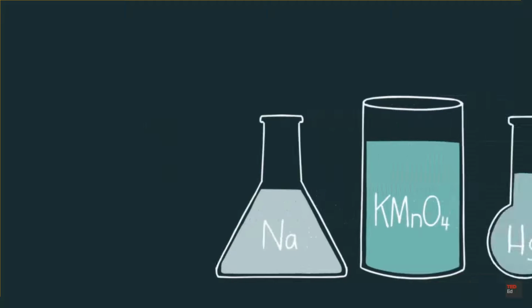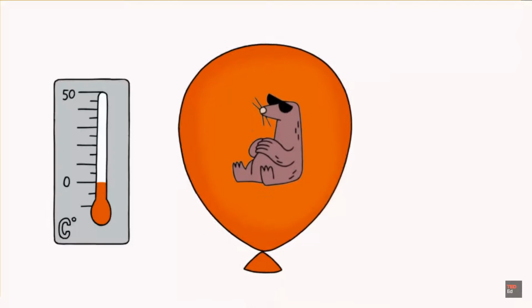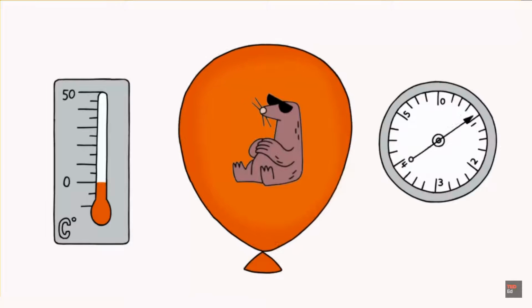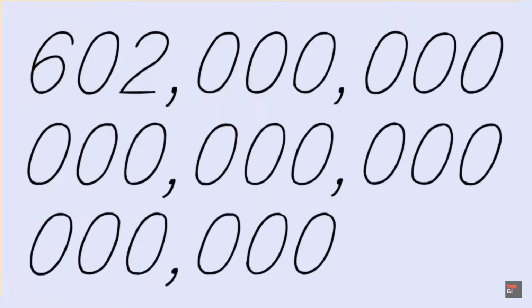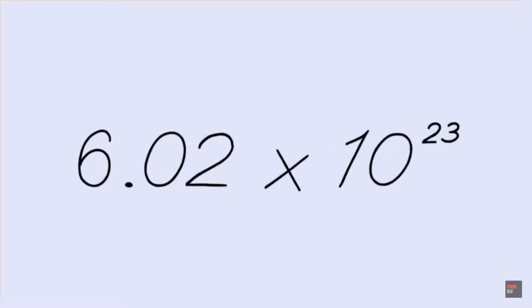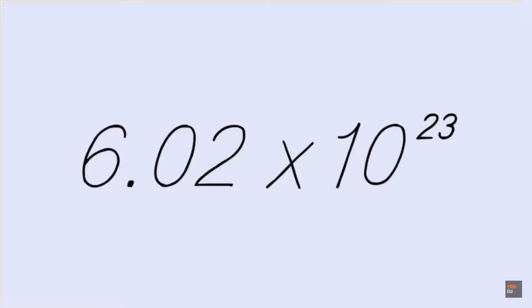Now the thing is that the amount of particles in even small samples is tremendous. For example, if you have a balloon of any gas at 0 degrees Celsius and at a pressure of 1 atmosphere, then you have precisely 602 sextillion gas particles. That is, you have 6 with 23 zeros after it particles of gas in a container, or in scientific notation, 6.02 times 10 to the 23rd particles.